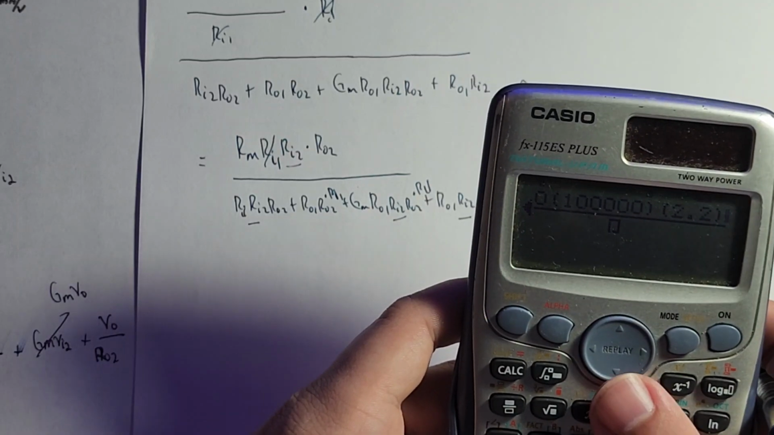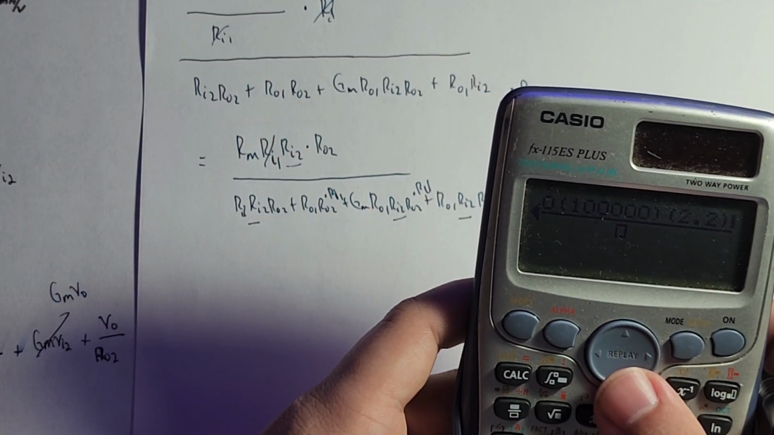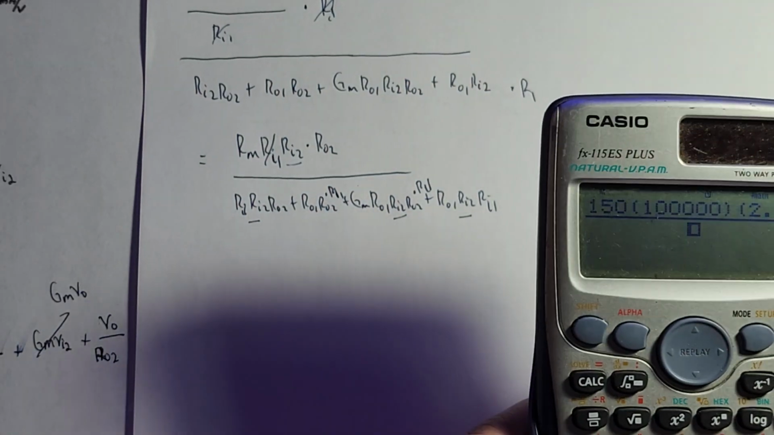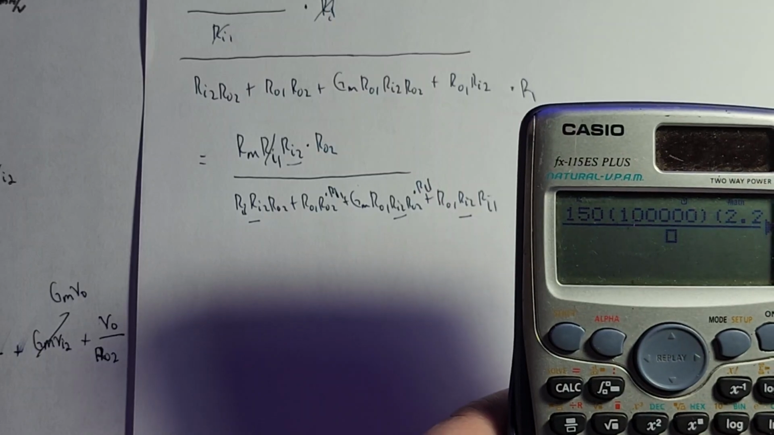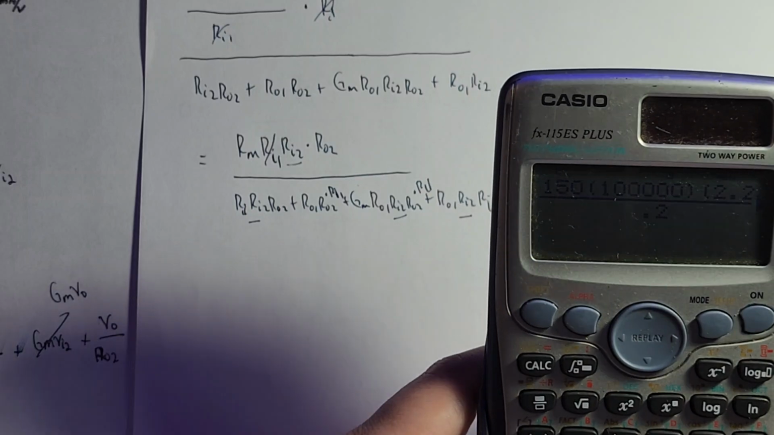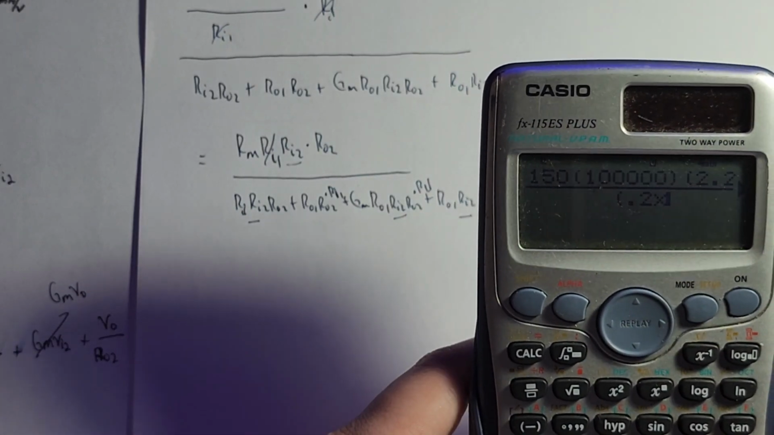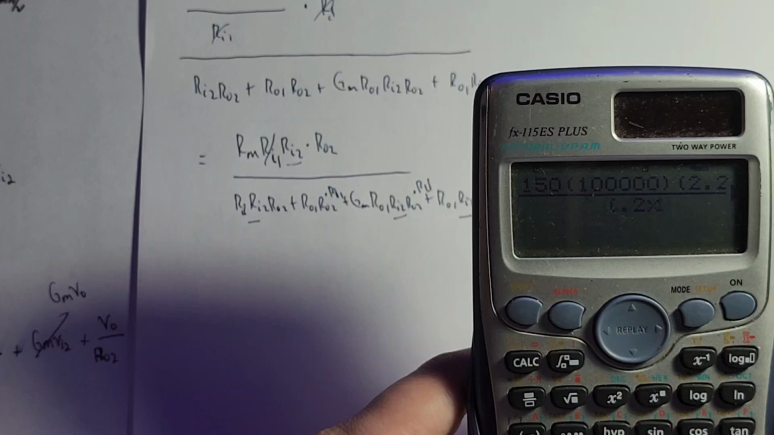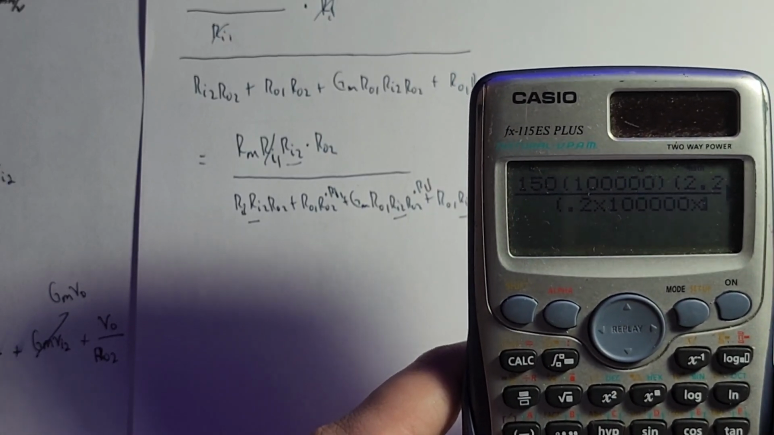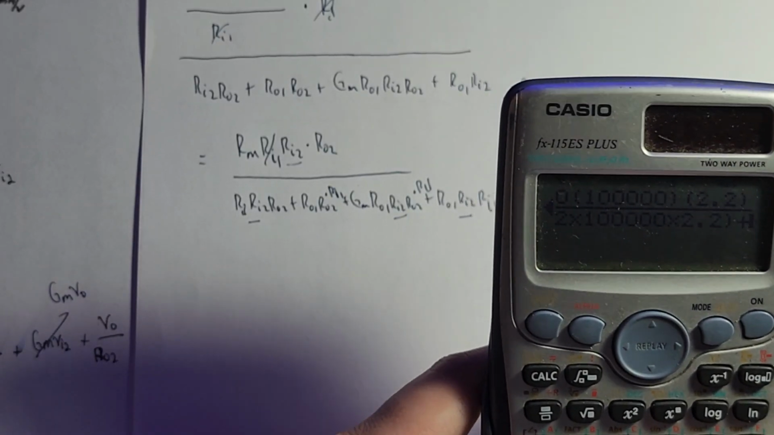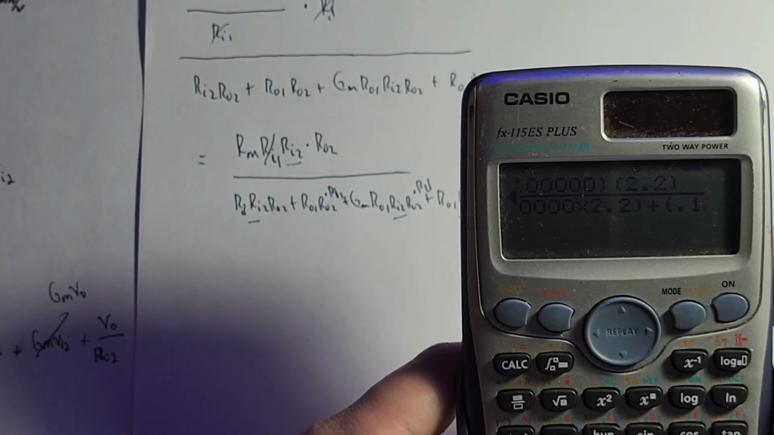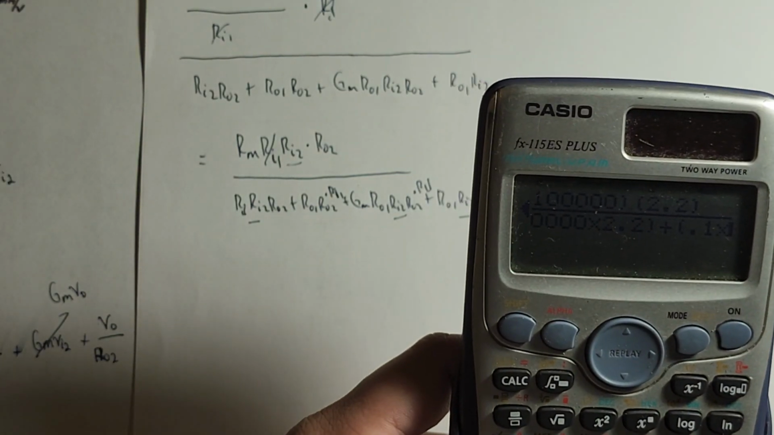R out 2 should be there, Rn2 is that, Rm is that value, and then it's divided by, this is where it's going to get ugly. We have Rn1, 200, so 0.2 kilo ohms, 0.2 times Rn2, 100,000, times R out 2, 2.2, plus R out 1, 0.1, times R out 2 again.